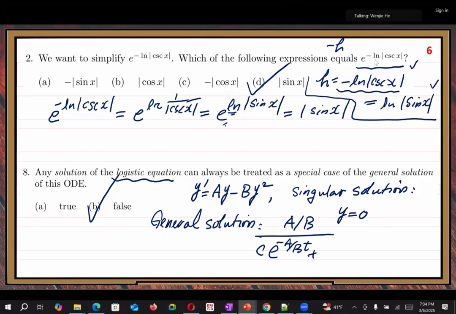Yeah, because the numerator is not equal to 0. So this solution can never be 0, okay? This solution can never be 0. But your singular solution is a 0 function. So the general solution does not contain this special solution, so we call it a singular solution. That's the one important property of the logistic equation.